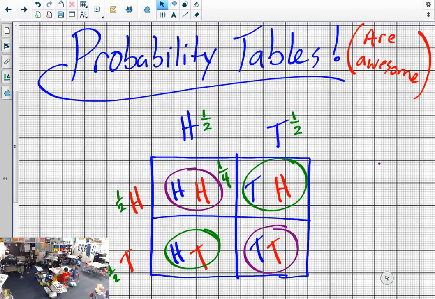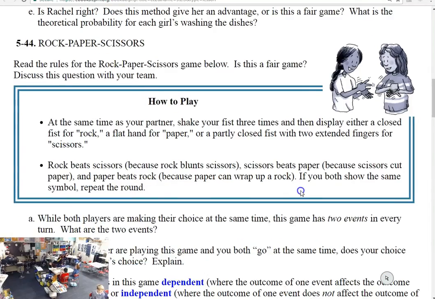I'm trying to see what else we really need to cover. Does it matter what the coins are? No. Exactly. The coin does not change probability. All right, we're good with that question. Check out the rock, paper, scissors game in your book, or I'll drag it onto this screen. Let's play a hearty game of rock, paper, scissors.